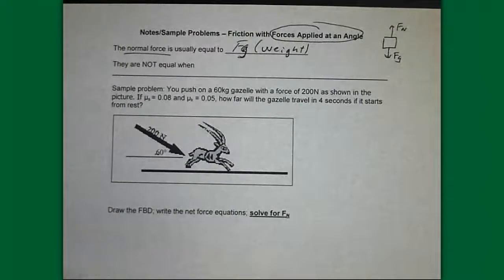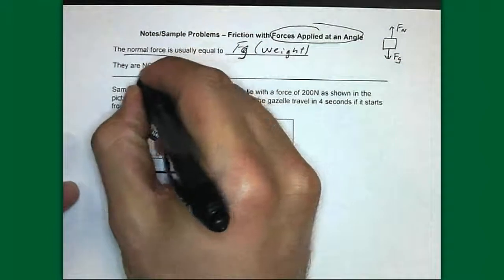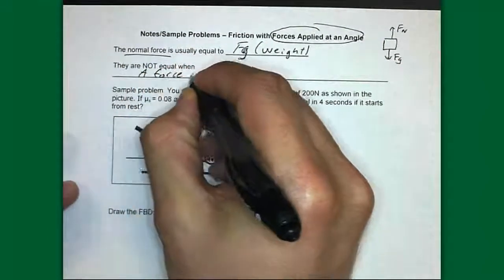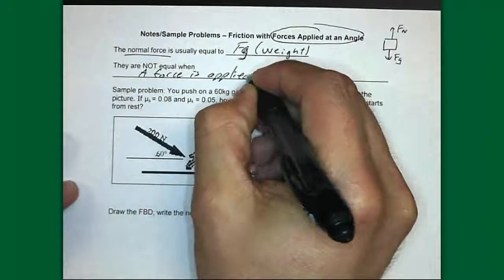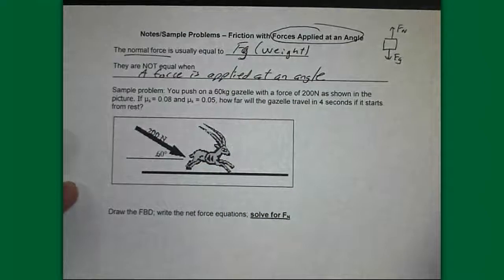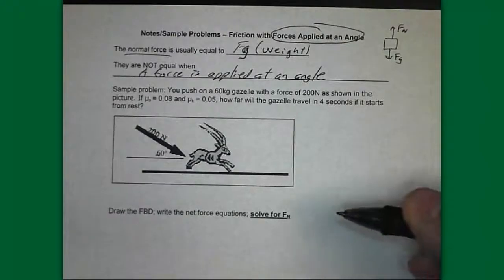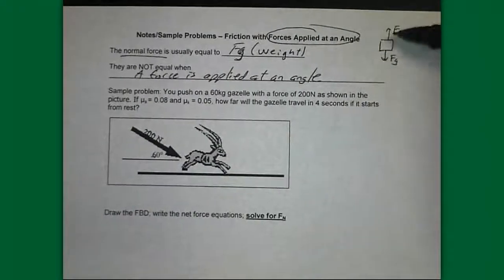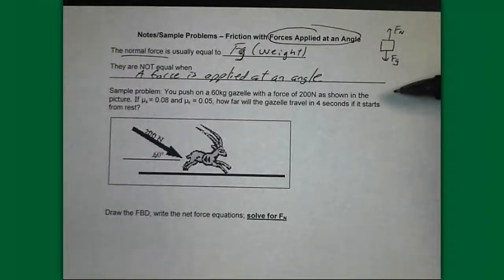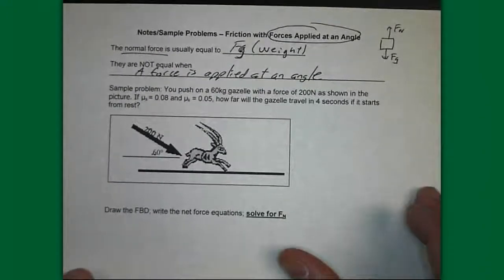However, there are instances when the normal force is not equal to the force of gravity, and one of those is when a force is applied at an angle. When forces are applied at an angle, there are components of that force that go into the x and the y direction, and that means that you're going to have more than two forces in the y direction, which means things are going to be a little bit different. To explain that, I need to just go on with this problem here.